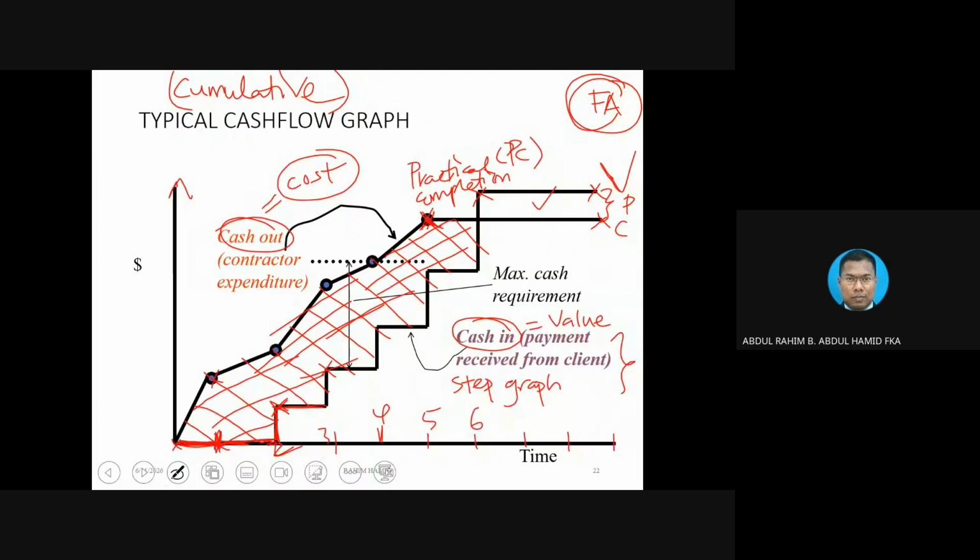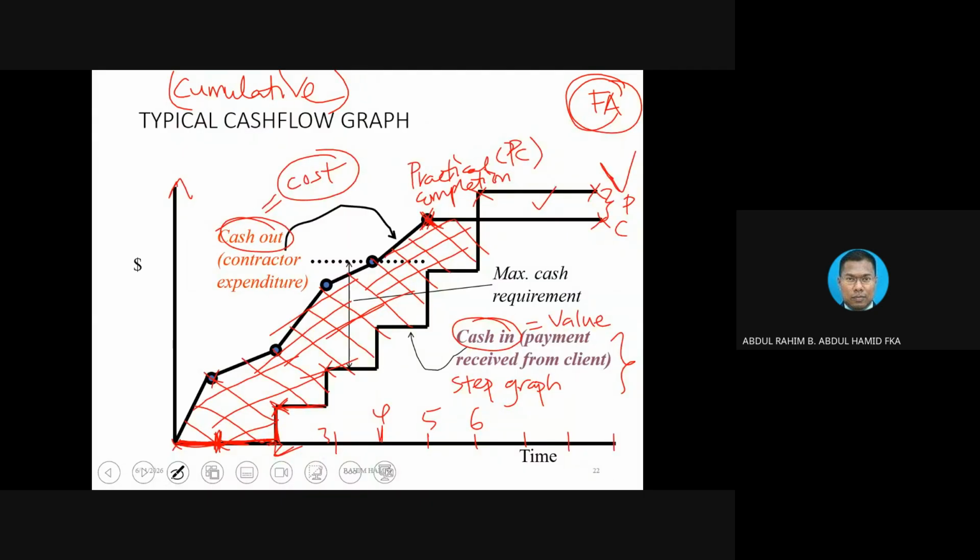So that's why, in order to become a contractor, you need to have some kind of your own money. You cannot expect payment from the client to save you. No, no, no. It doesn't work that way.